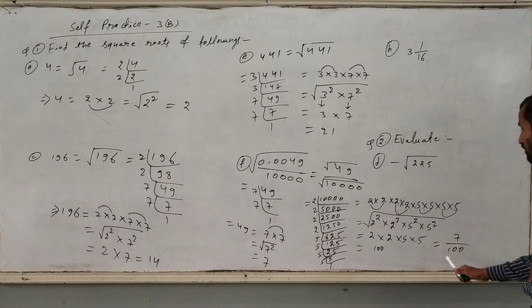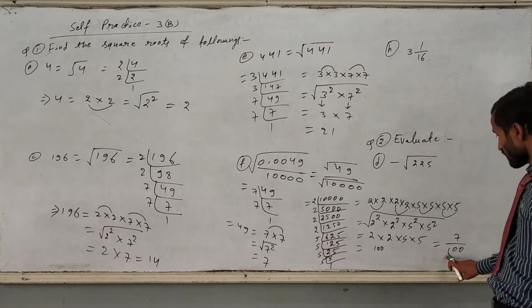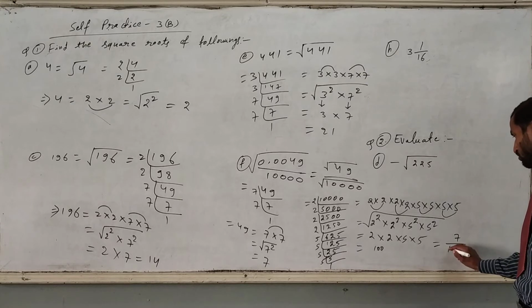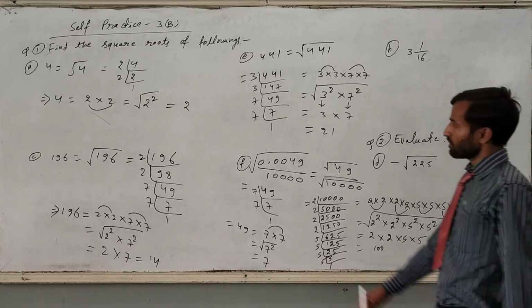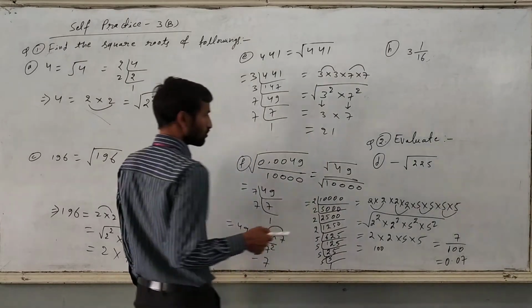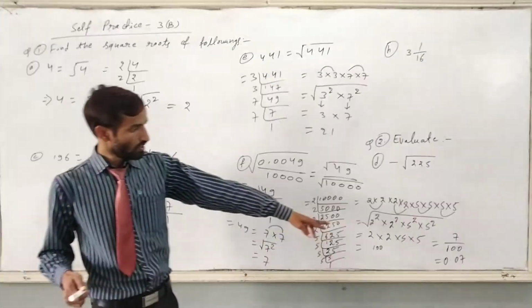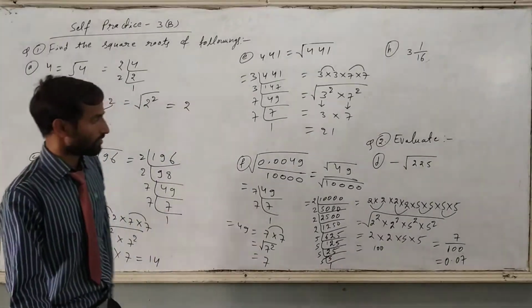And then you have to convert again into decimal. You can easily convert to decimal. 100 has 2 zeros, so you have to put 2 digits after the decimal. So 0, 7 and then point. So the answer of square root of 0.0049 is 0.07. This is the final answer.